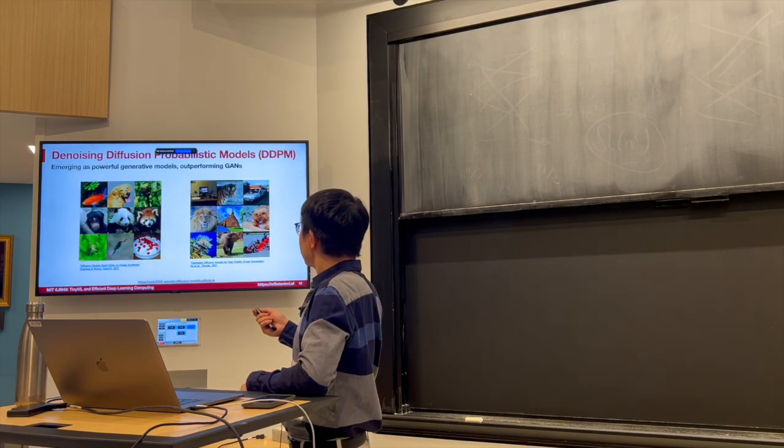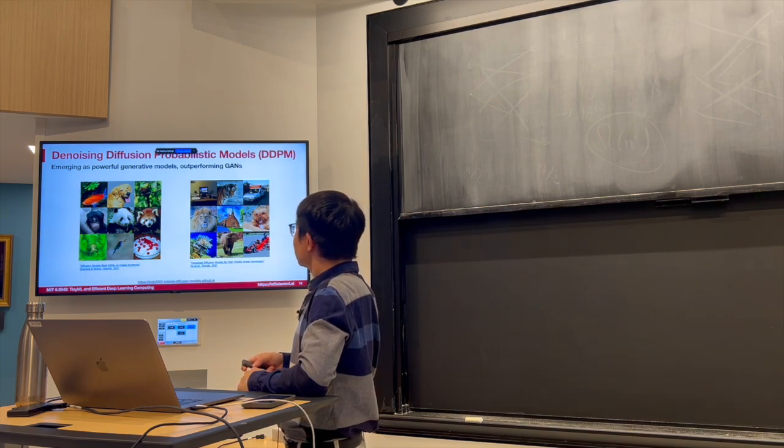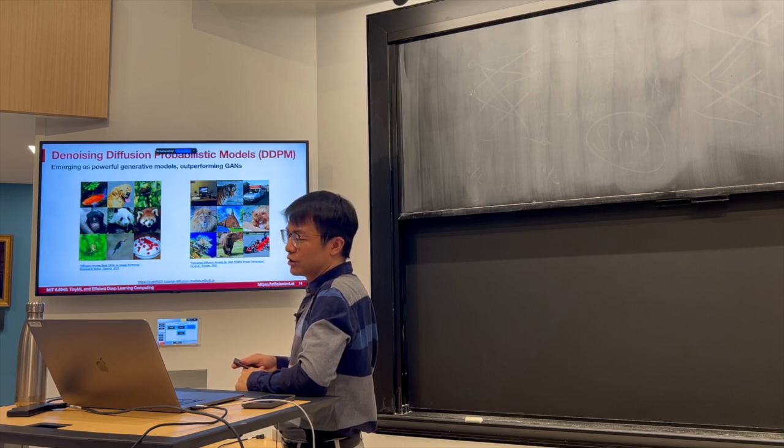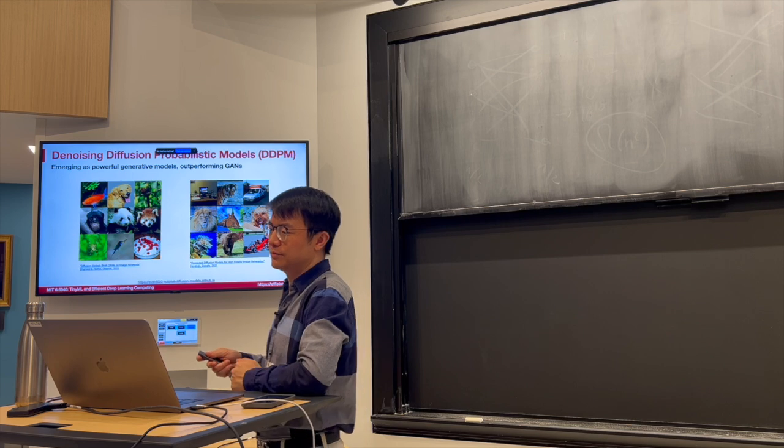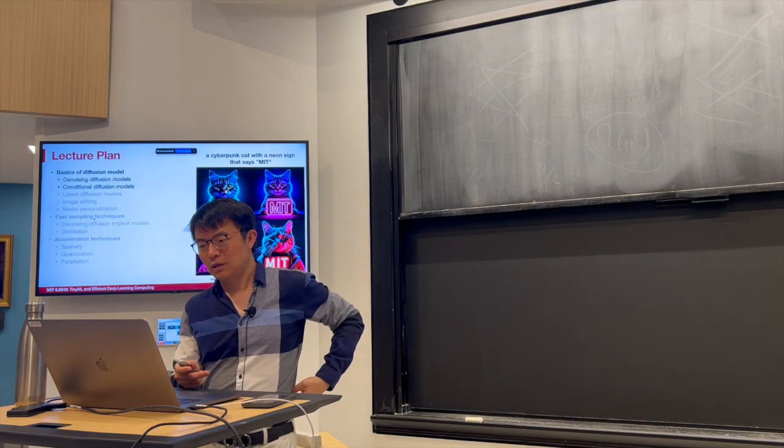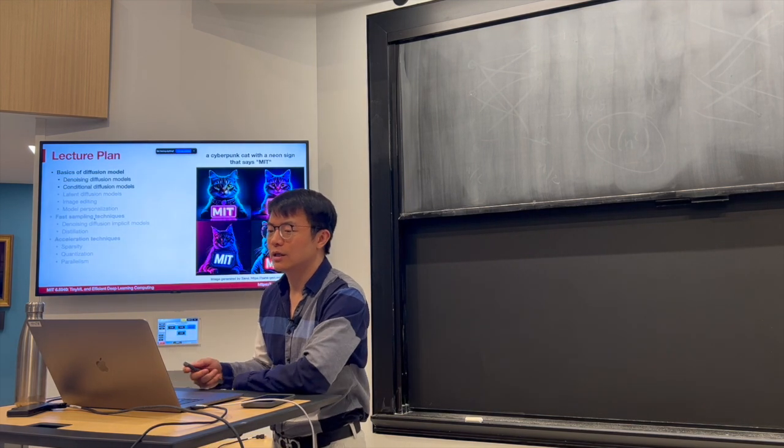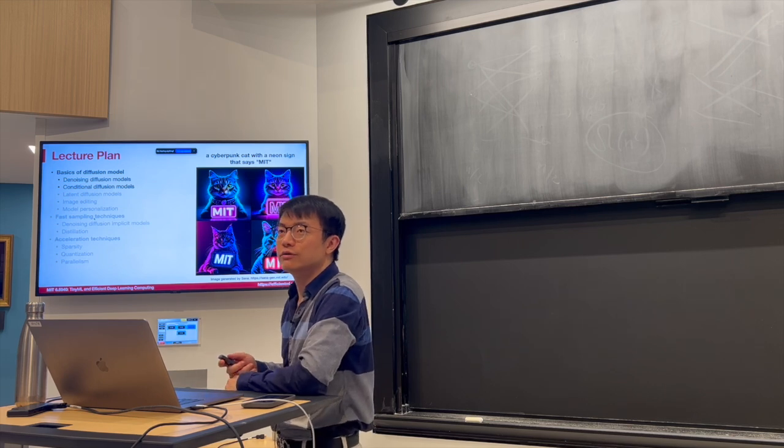So these are generated images, actually outperforming GANs on the ImageNet data set. So it's a pretty good result, pretty good start. Okay, so now let's talk about conditional diffusion models.